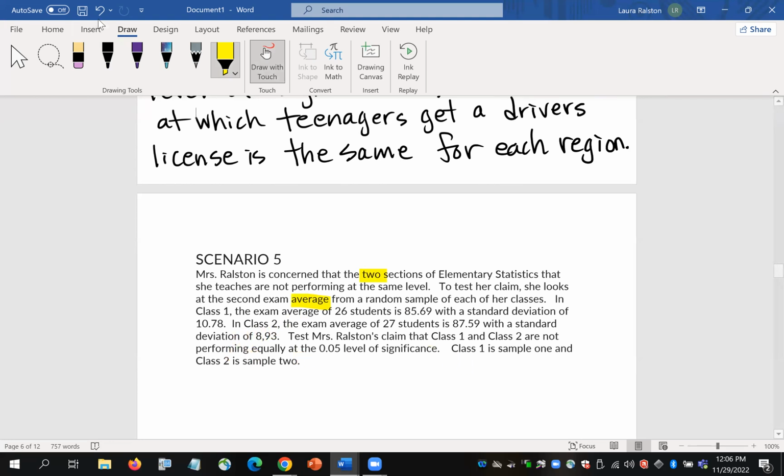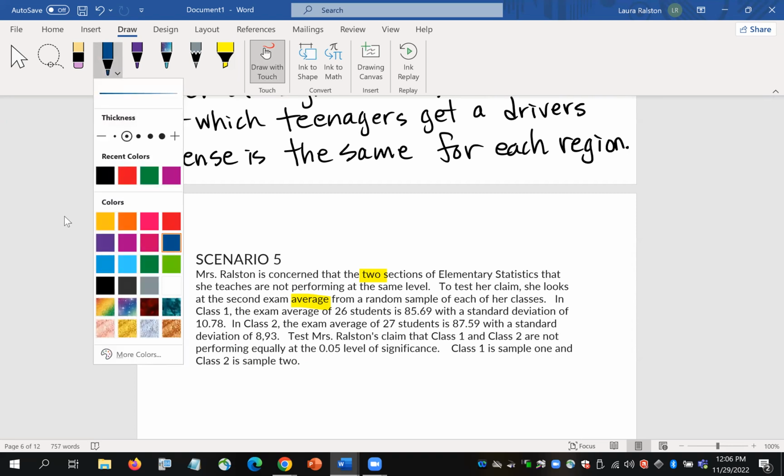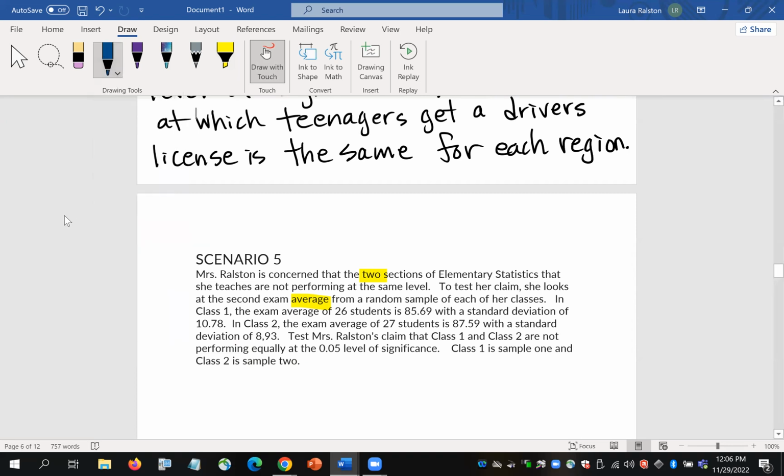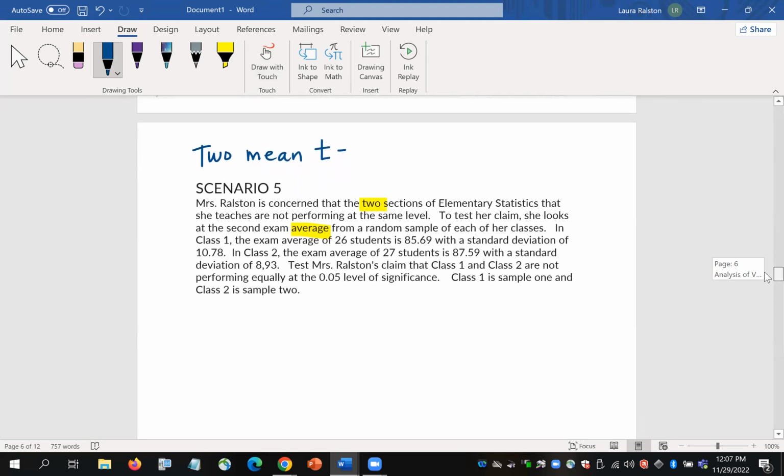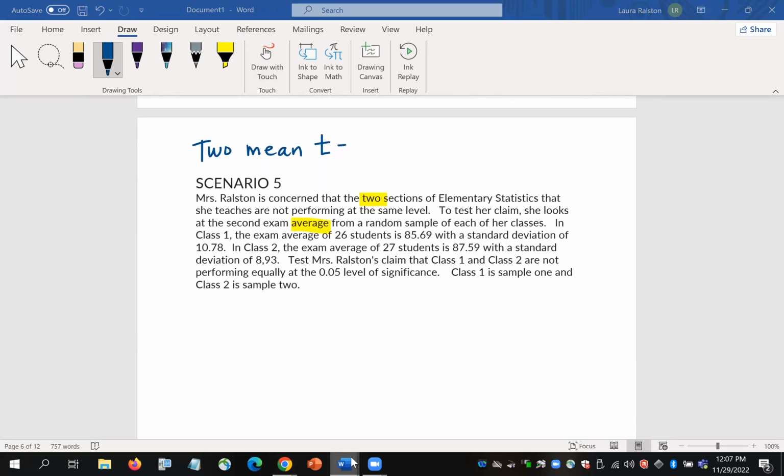They're not performing equally. So when I see that kind of scenario, I'm thinking it's got to be a two-mean test, and the only two-mean tests we do are T or paired T. I believe this is the one for independent groups. They're not paired together. Remember, paired is like a before and after. This is two totally separate groups.